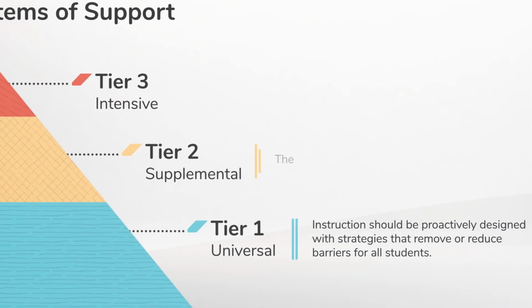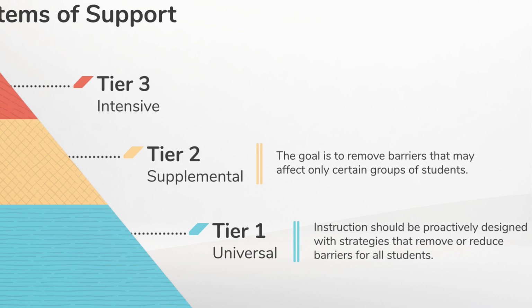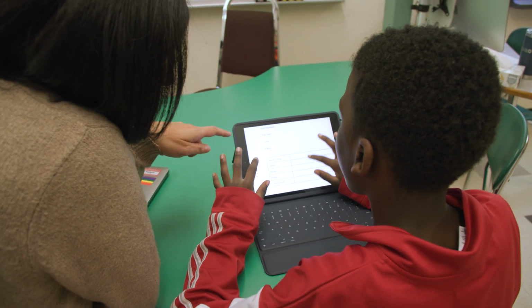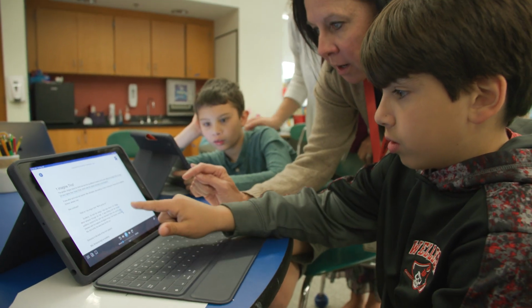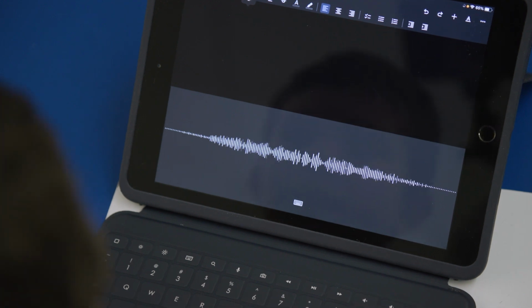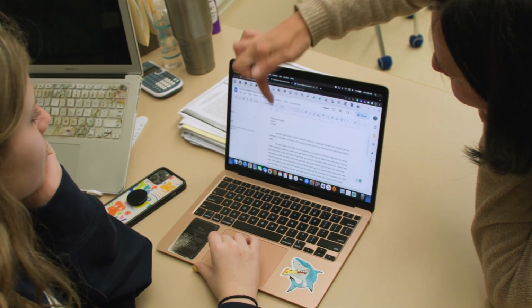At Tier 2, the goal is to remove barriers that may affect only certain groups of students. The idea is to teach them how to use features so they can re-engage in the classroom at Tier 1. So this could be teaching the use of a translation tool to a group of Ukrainian refugee students, for example.